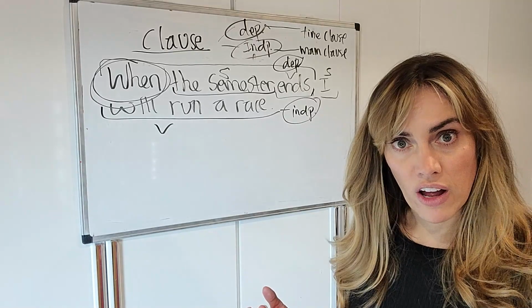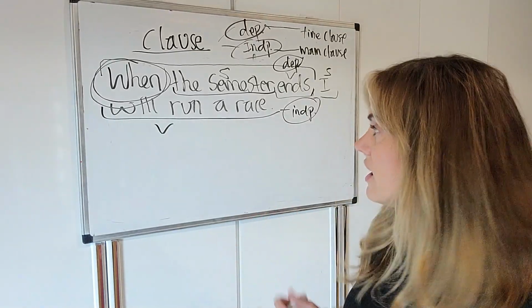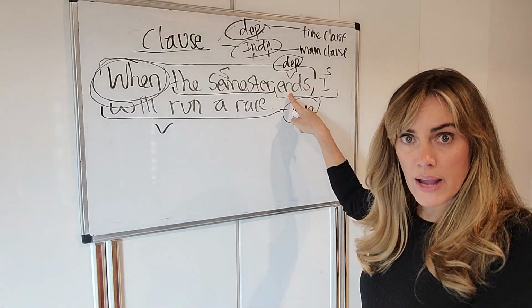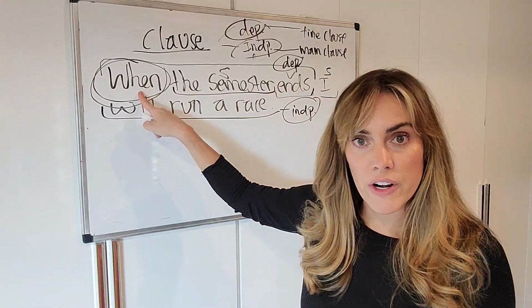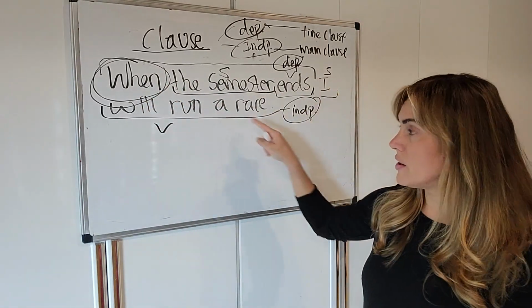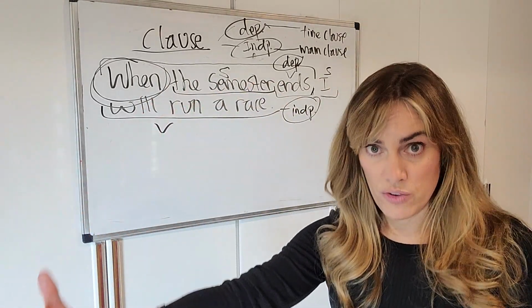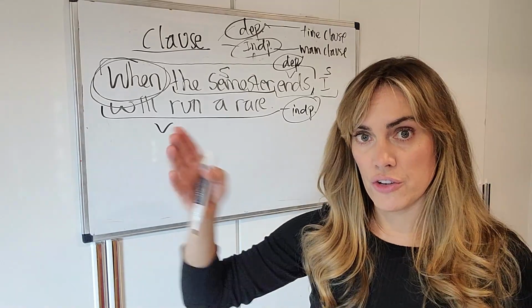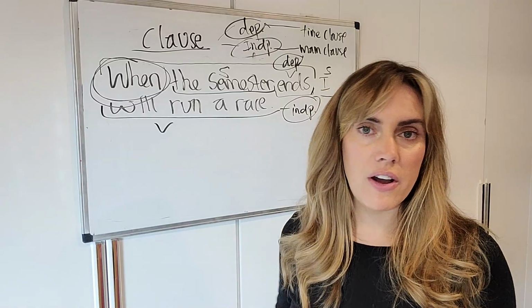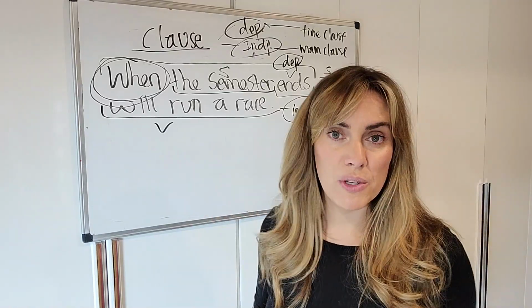Well, there's a time clause in there. Right here is the time clause, when the semester ends. That's a time clause. It uses a time word at the beginning of it. And then over here, I will run a race. I make a sentence about the future. So future, time clause. And these are very common, very important to be able to create.